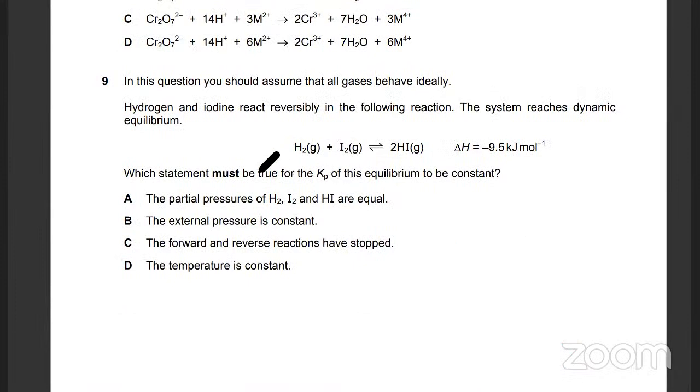And now this one: which statement must be true for Kp to be constant? To keep Kp constant, what needs to be done? If you want to keep the equilibrium constant.